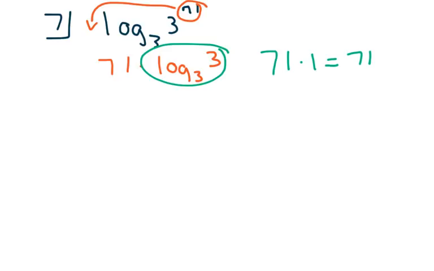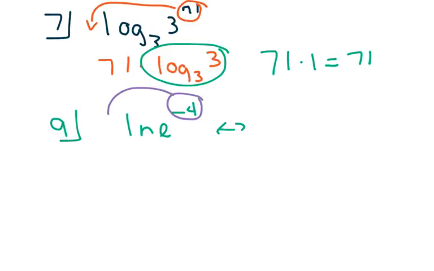Okay, and now the same thing for the natural logs. We have 9, which is natural log of e to negative 4. This just means I can pull down this negative 4 in front using my power property. So that's negative 4 times natural log of e, and natural log of e equals 1, so I have negative 4 times 1, that equals negative 4.